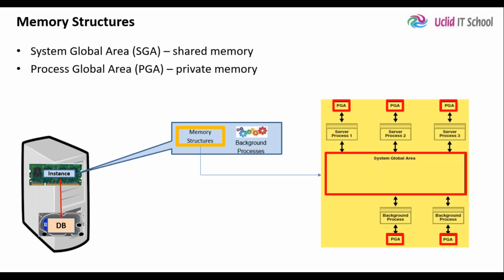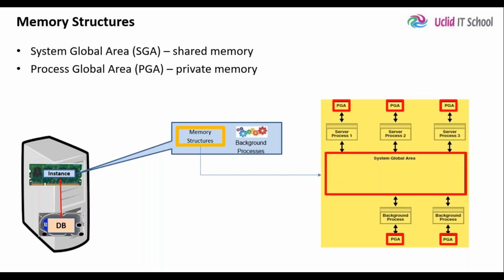Instance memory structures include two things called System Global Area, SGA. This is the main memory structure. SGA is a shared memory. The second memory structure of an Oracle instance includes Process Global Area, PGA. PGA is a private memory. So one is shared memory, second is private memory. Shared memory means anybody can use that. Any process can use that. Private memory is private. Only a particular process can use that.